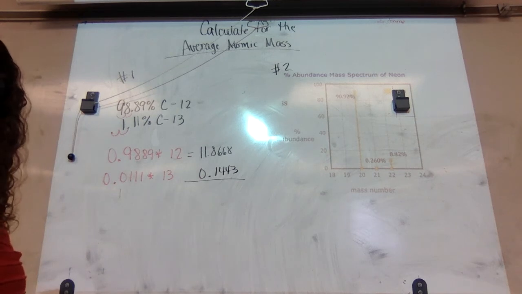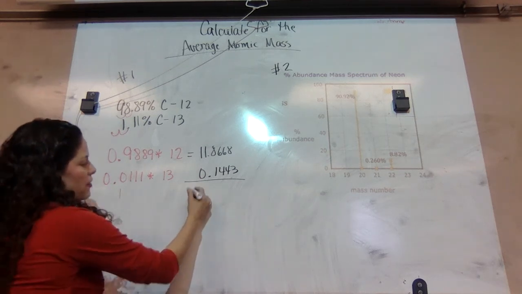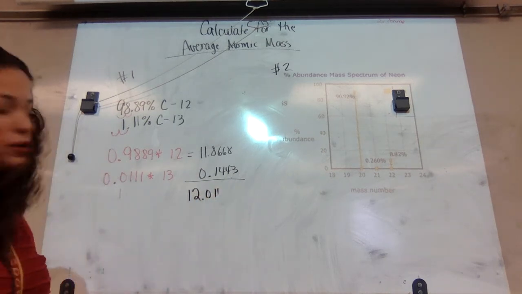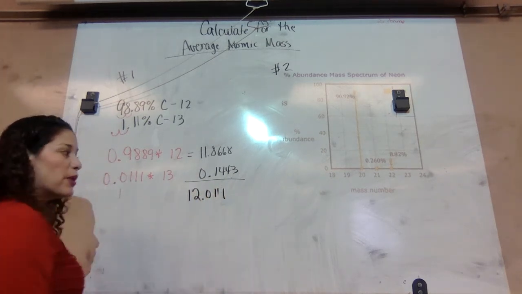Honestly, I would recommend that you do it all in one step. It's a lot quicker and you don't have all that extra slowdown, and you have less room for errors. So my final answer here is 12.011.